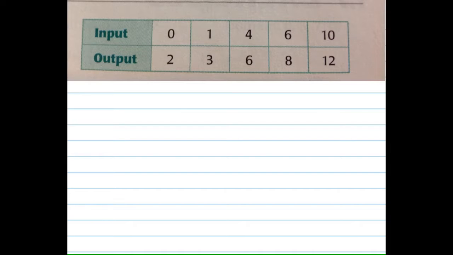When they say a rule, really they just mean the equation. Now, basically what we're looking for is we want to know how we get the outputs from the inputs. So how do we get the outputs from the inputs? What are the outputs equal to in relation to the inputs?